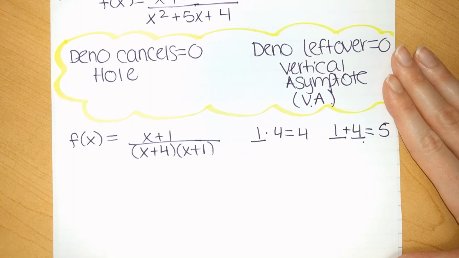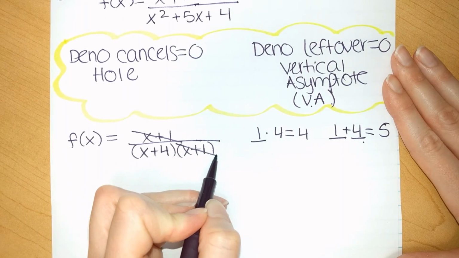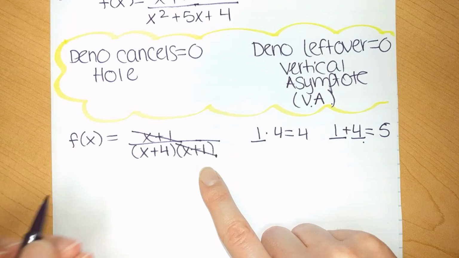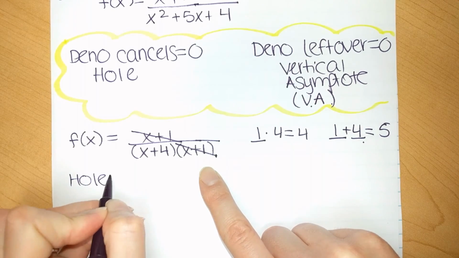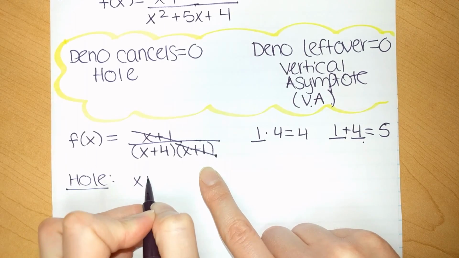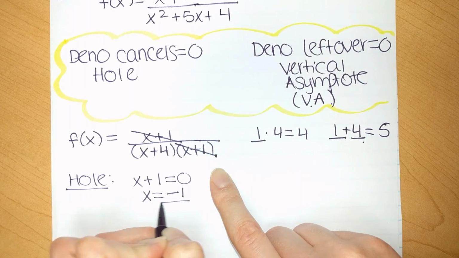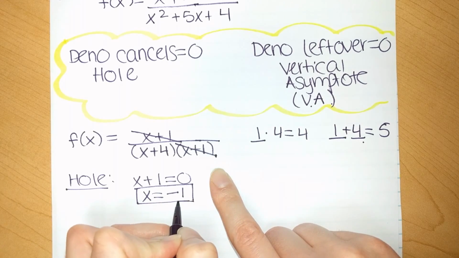All right, so at this point, we see that the (x + 1)s cancel or cross out. So when they cross out, that is going to give us a hole. So we would have a hole where that canceled denominator crosses out, and that's going to be at x = -1. So we have a hole at -1.